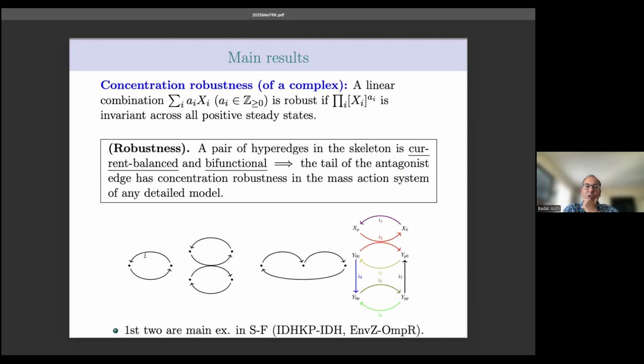Okay, so to talk about robustness, I need this generalization of ACR, which is concentration robustness of a complex. I'm going to say that a linear combination where the coefficients come from non-negative integers, so essentially, in reaction network theory, this is called a complex, a linear combination summation a_i x_i, is robust if this quantity, the concentration of x_i to the power a_i, is invariant across all positive steady states. And if the complex is just a single species, then this boils down to ACR.